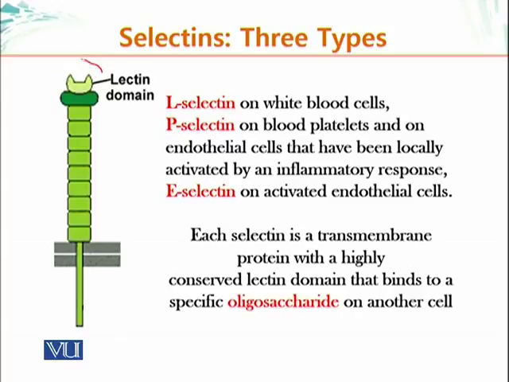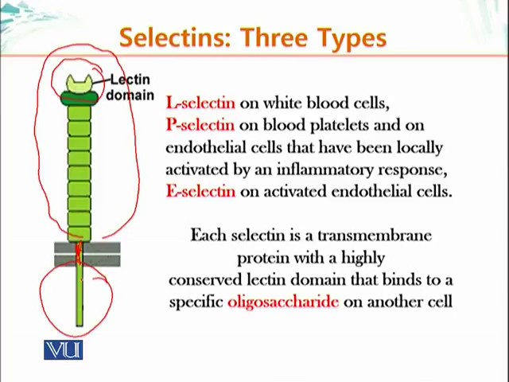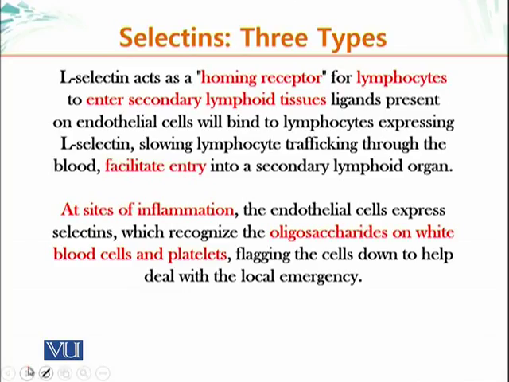So this is the selectin domain, which will bind the carbohydrate moiety. This is the transmembrane domain, which is embedded in the plasma membrane. This is the entirely extracellular domain, and this is the cytoplasmic domain of this molecule. L-selectins act as a homing receptor. L-selectin is present on the lymphocytes or the white blood cells when they enter the secondary lymphoid tissue.